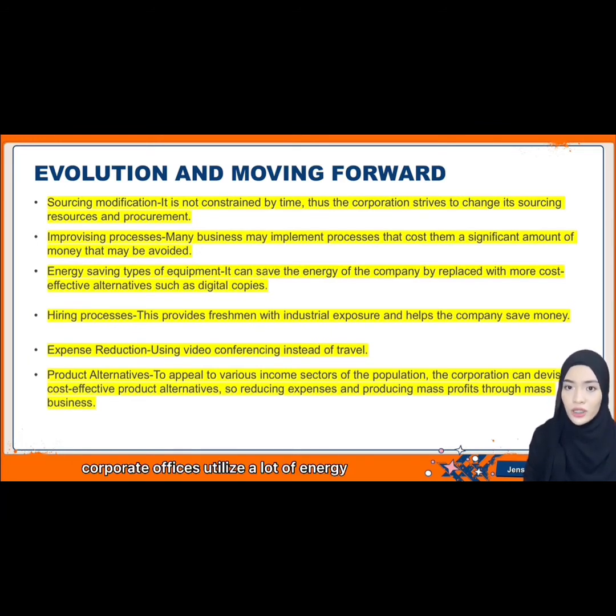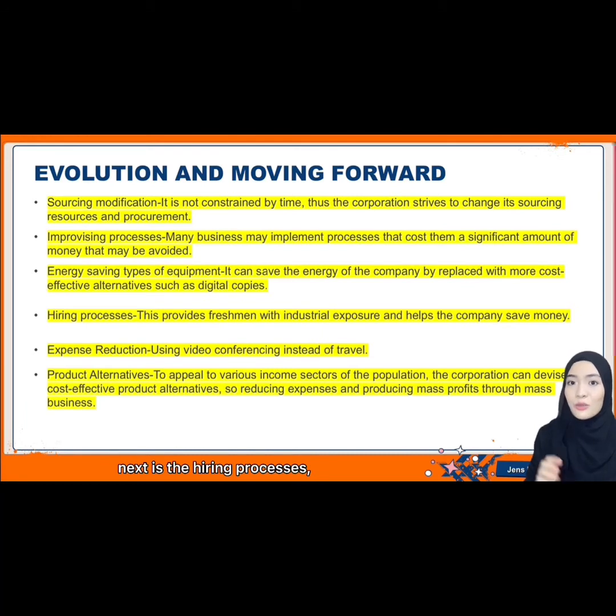And the third one is energy-saving equipment. Corporate offices utilize a lot of energy, and these can be cost increases for the company. It can always work on energy-saving equipment or go ahead with alternative sources of energy which will save costs in the long run. Office printers and stationery can always be substituted with cost-saving alternatives like going with digital copies, which will not only save paper but save electricity as well.